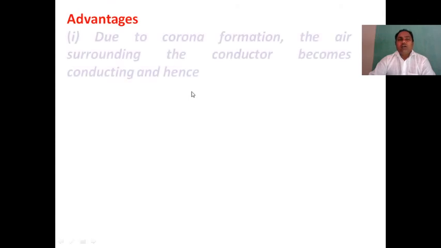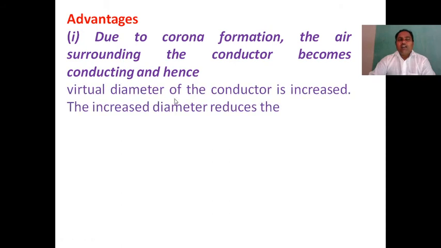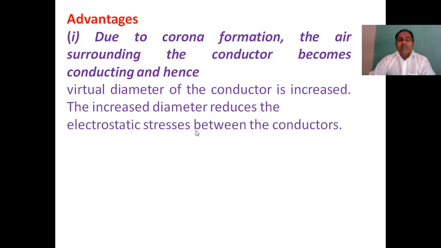Some advantages also exist due to corona. What are they? The first one is that due to corona formation, the air surrounding the conductor becomes conducting and hence the virtual diameter of the conductor is increased. The increased diameter reduces the electrostatic stresses between the conductors. This is one of the advantages.